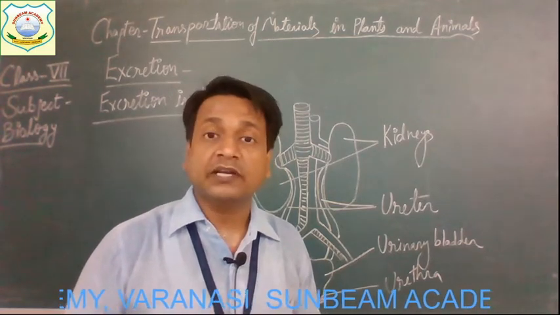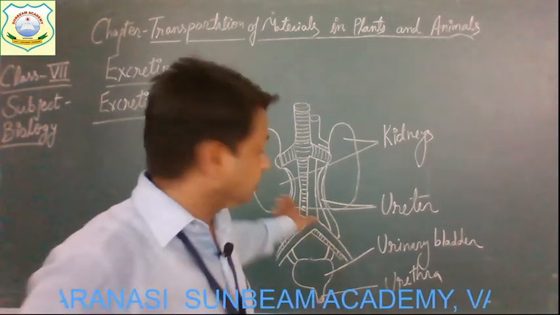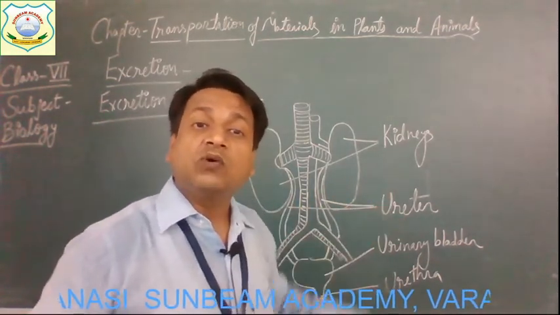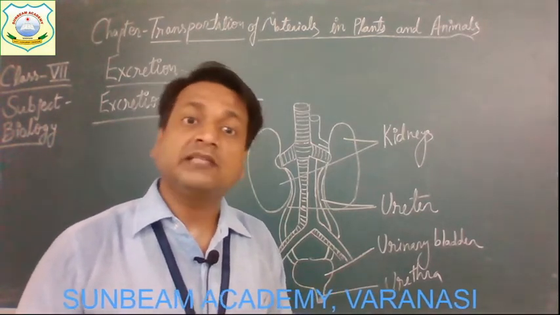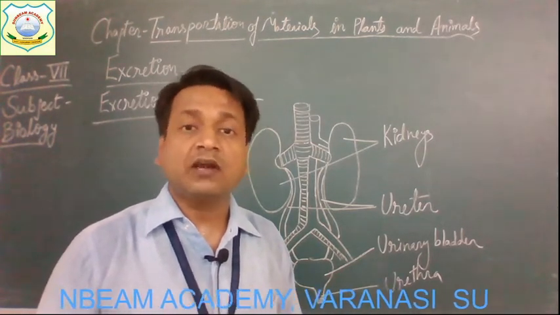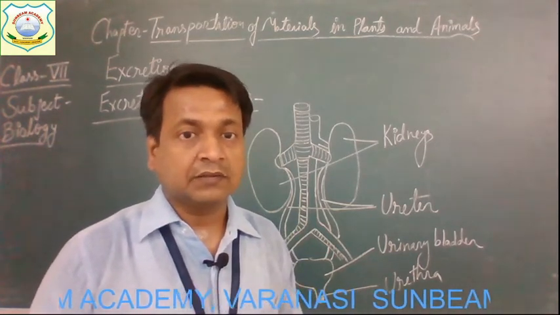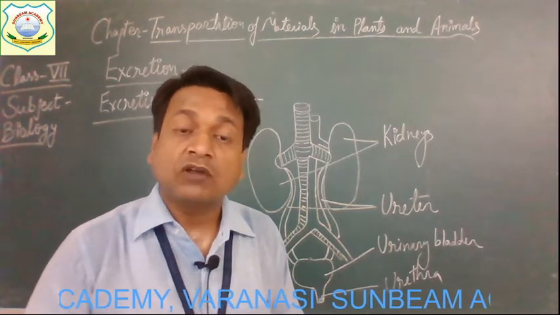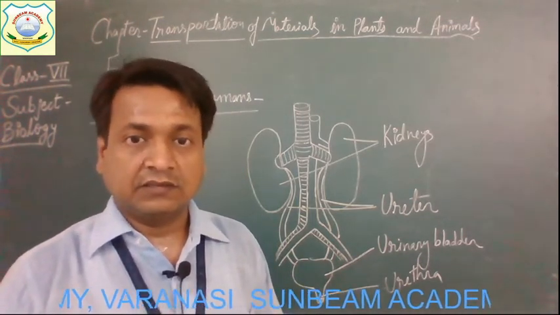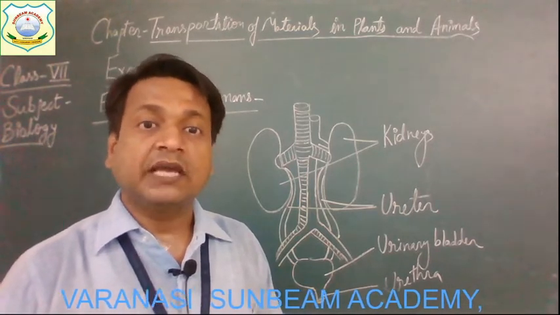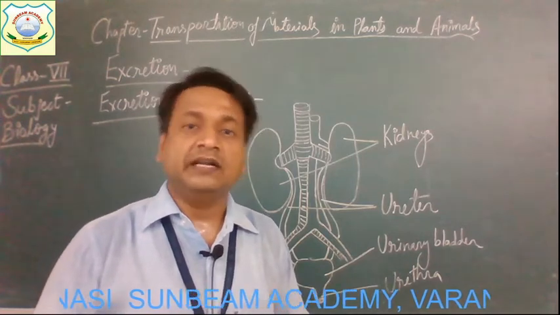What is it known as, children? It is known as nephrons. Each kidney contains about 1 million nephrons, and these nephrons are responsible for filtering the blood. Get it? The nephrons are tiny filtering units of the kidneys. They are the single units, and when all nephrons are combined together, they form the kidney.